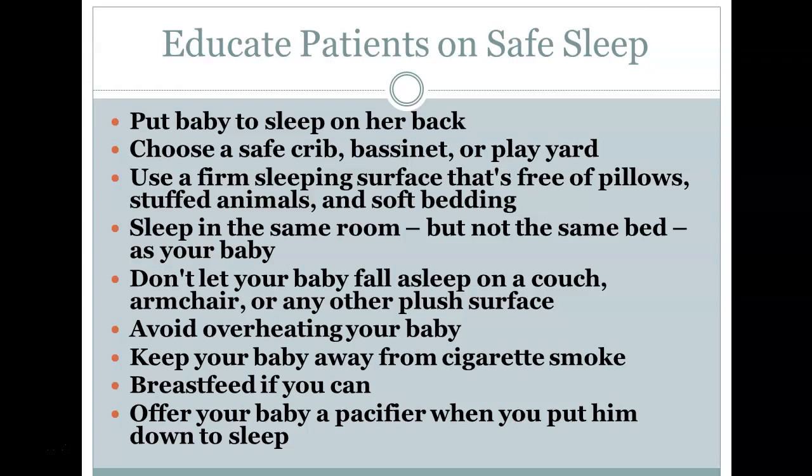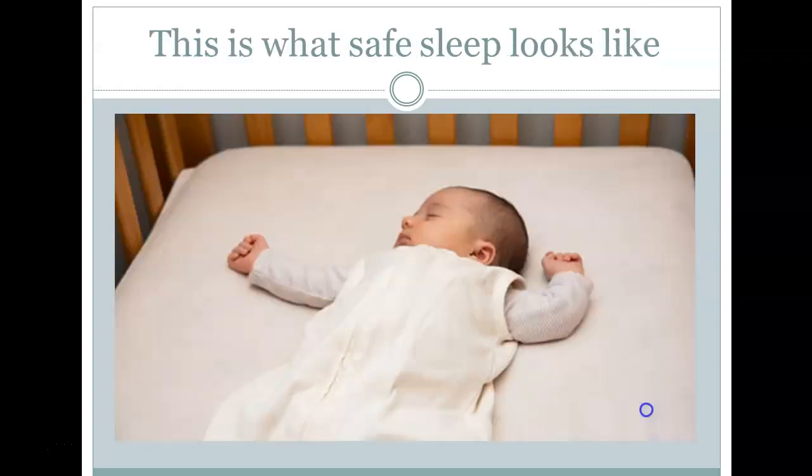Don't let your baby fall asleep on a couch or an armchair or any other plush surface. You want to avoid overheating of your baby, so make sure that you're not dressing them overly in blankets and sleepers. Just a normal, comfortable sleeper is fine. Keep your baby away from cigarette smoke and any kind of second and third hand cigarette smoke. Breastfeed if you can, because of, again, those immunoglobulins that are passed through that. And offer your baby a pacifier when you put them down to sleep, again, around that second month.